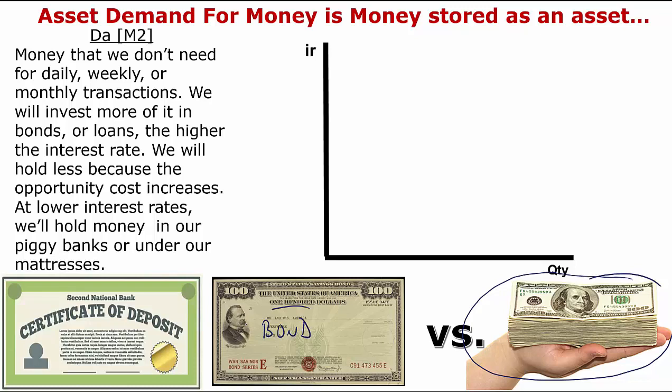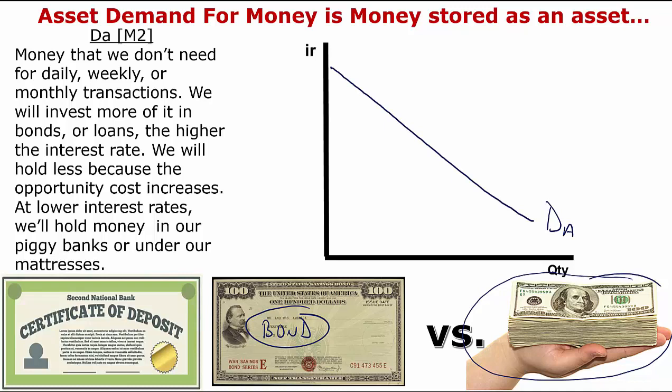If you keep your money in the form of a bond, that means you're not holding money. You're actually holding a bond, in which case you would have less demand for money as an asset. So I want you to think of asset demand as literally just holding it in your hand. And the reason you're going to hold it in your hand is because you currently don't have anything better to do with it. So the asset demand curve is downsloping.